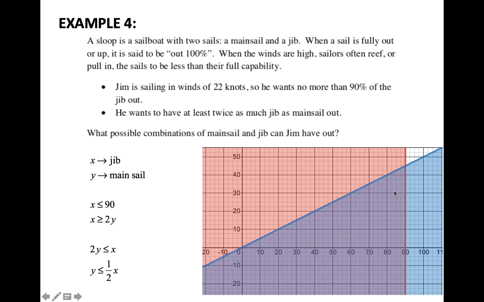So we can see that our overlapping parts are this triangle right here. And I'm going to simply ignore the negatives because we can't have negative amounts of the sail in or out. So what possible combinations of the mainsail and jib? Keeping in mind that the X's are the jib and these ones are the Y's. So I could say 50 jib and 20 mainsail, or I could say 70 jib and 30 mainsail, or 80 jib and 40 mainsail, and so on. All right, you can pick all kinds of combinations within this part that's overlapping and greater than 0.